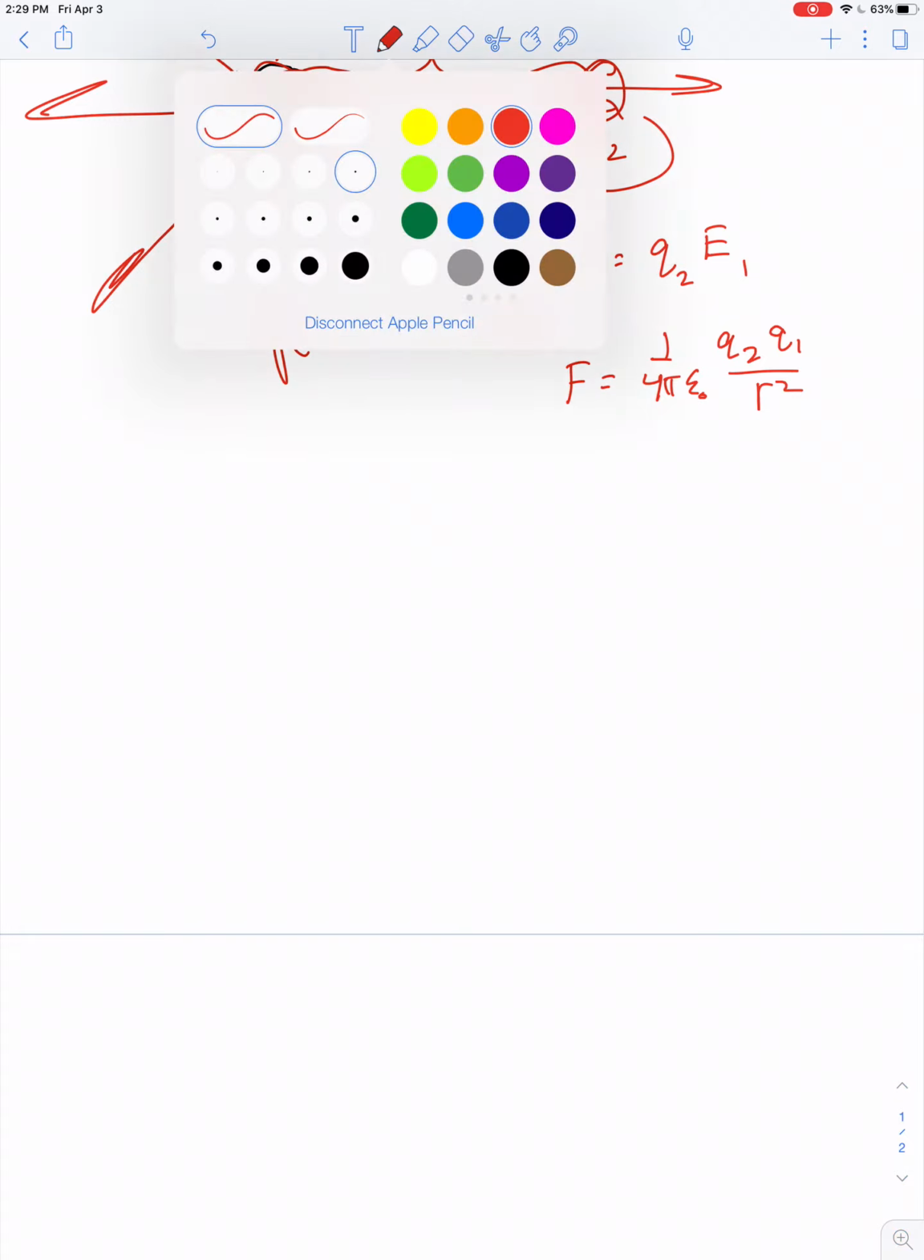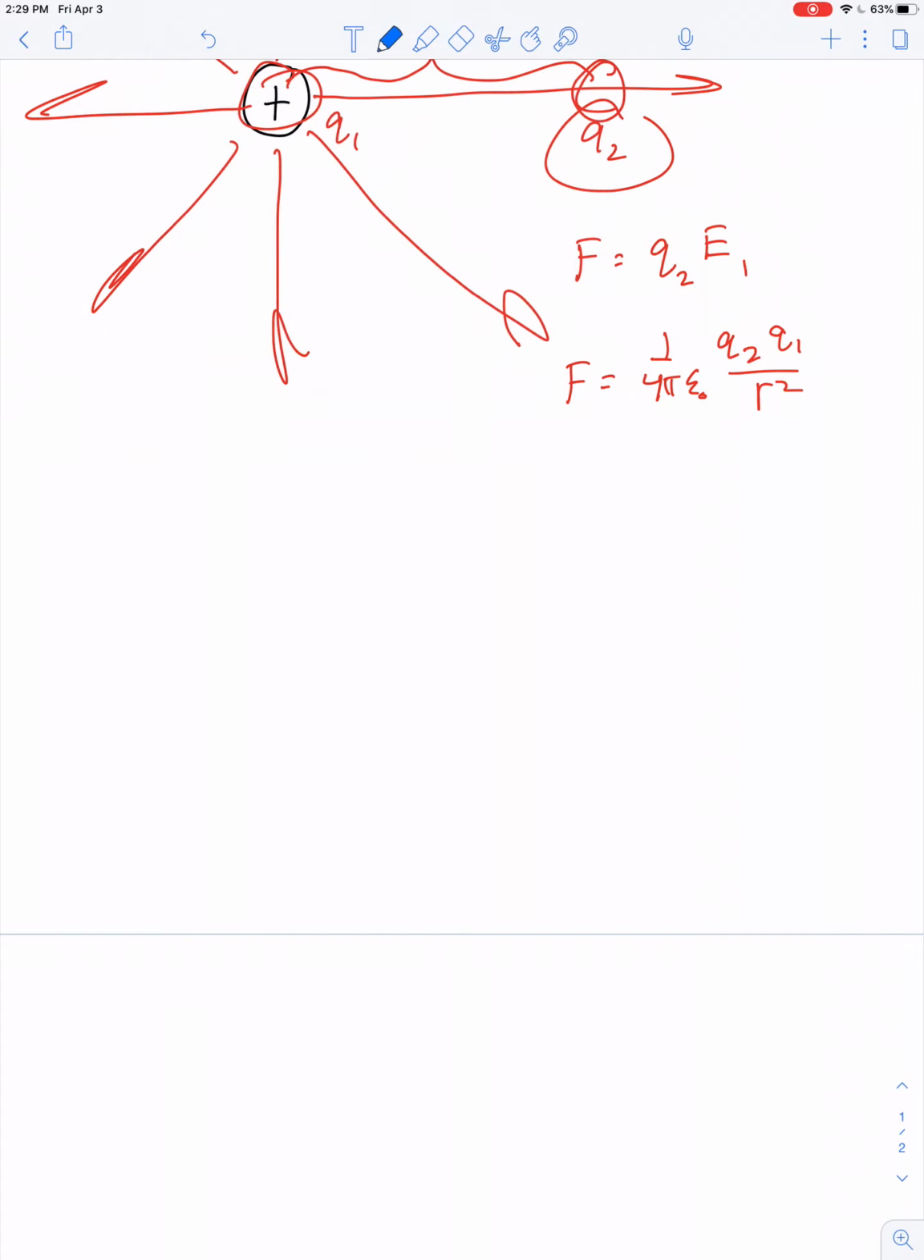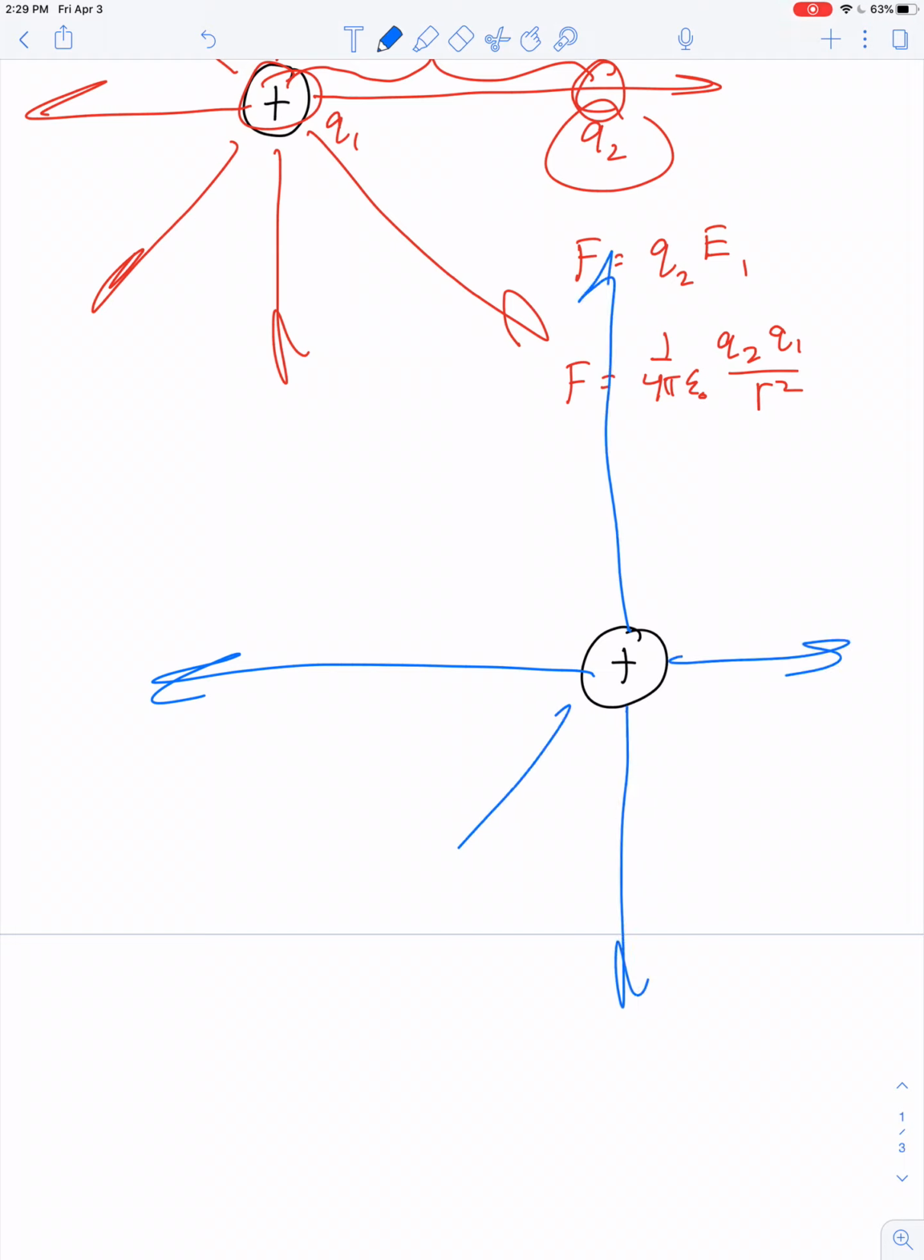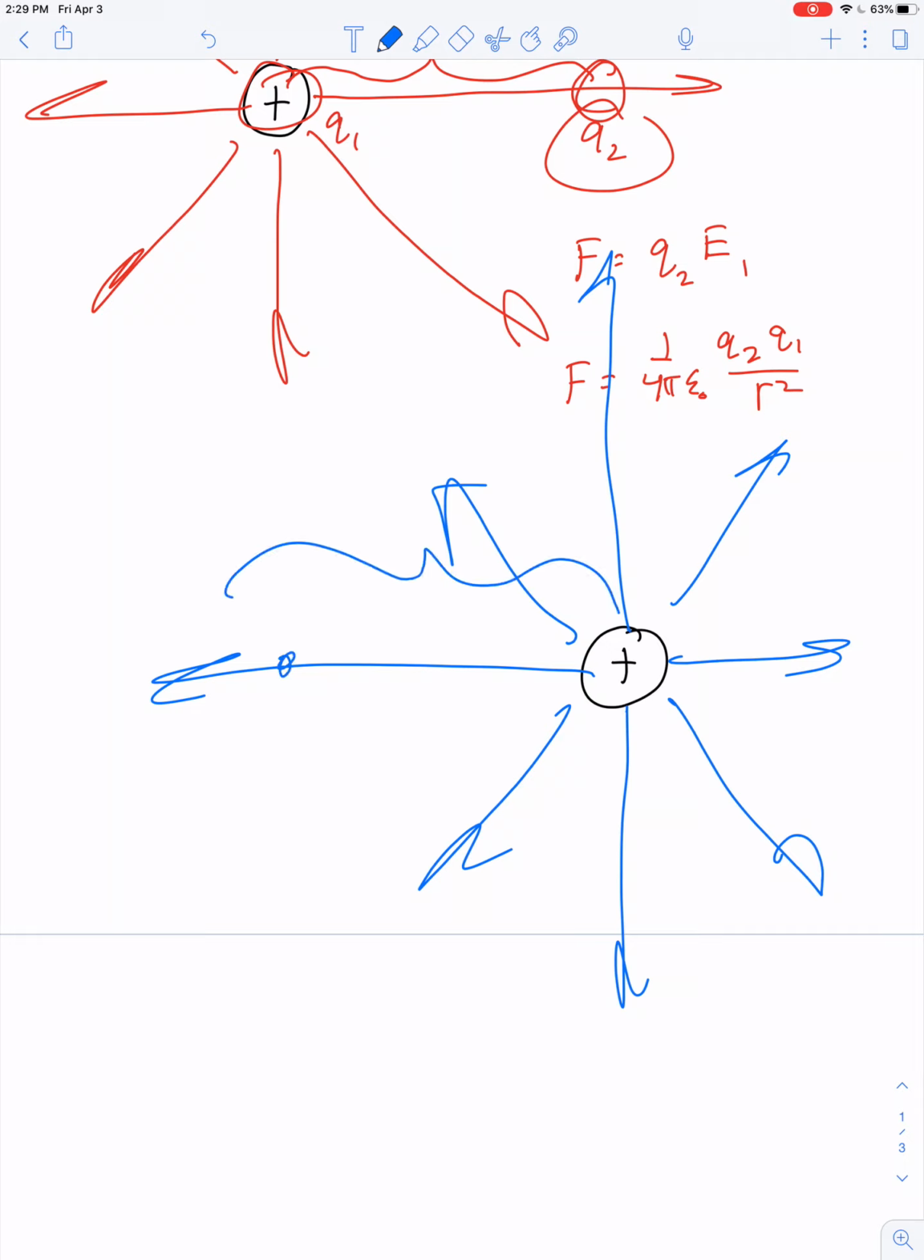It might be the case that charge 2 is the one that's creating the field. And so it has field lines pointing radially outward in all directions. And here at some distance of r away from charge Q2 is an electric field equal to 1 over 4 pi epsilon naught times Q2 over r squared.